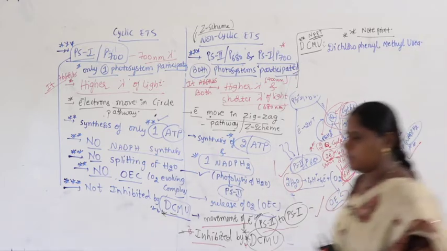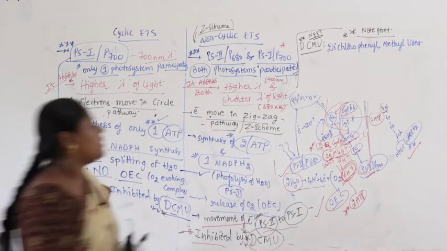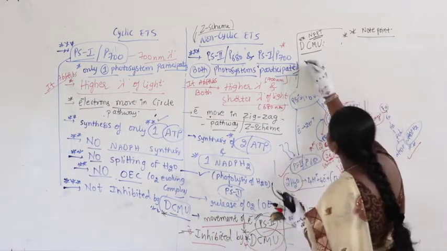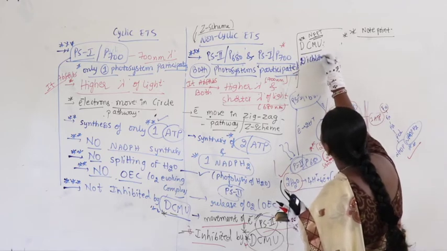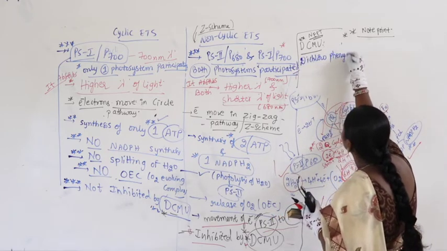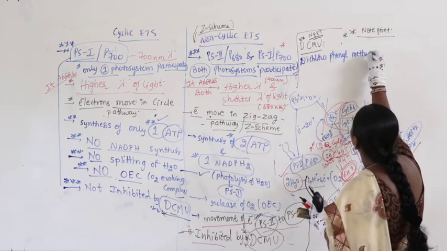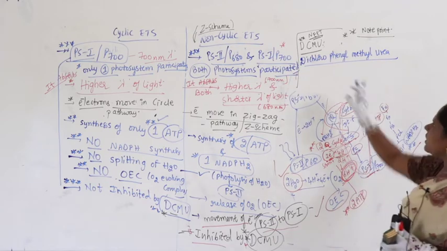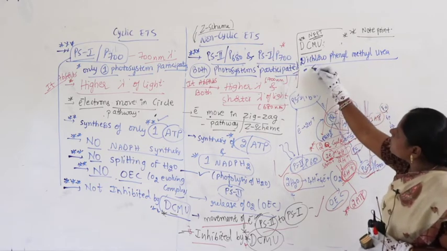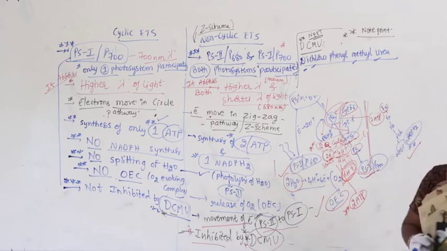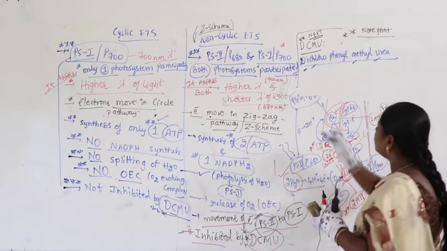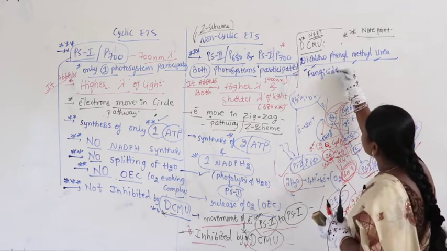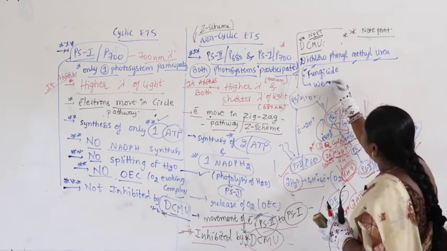I hope it is not visible to you. I think better let me write it down. What is that? Dichlorophenylmethylurea. So, dichlorophenylmethylurea we simply call DCMU, right. What is it here? Actually this is a fungicide as well as it is used as a weedicide.